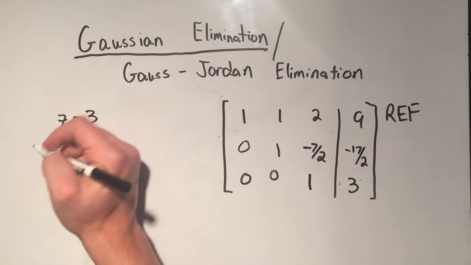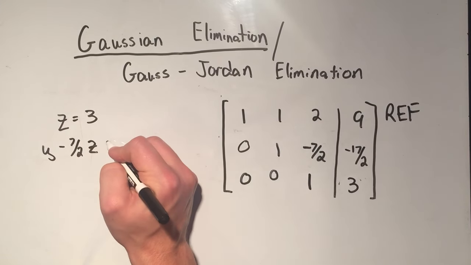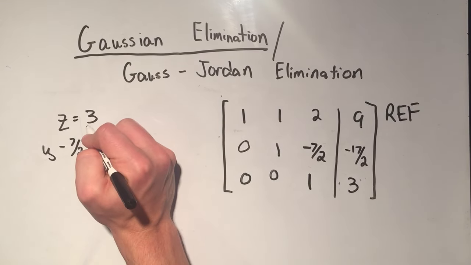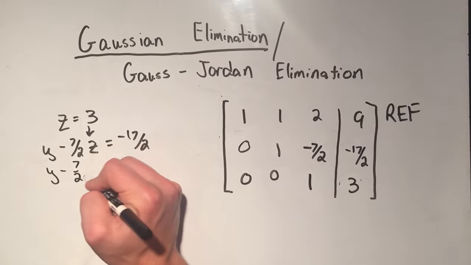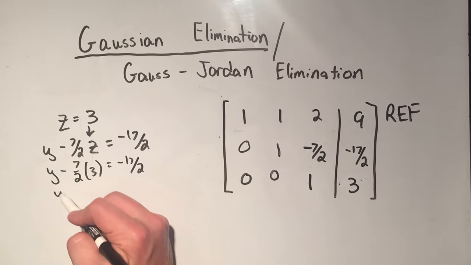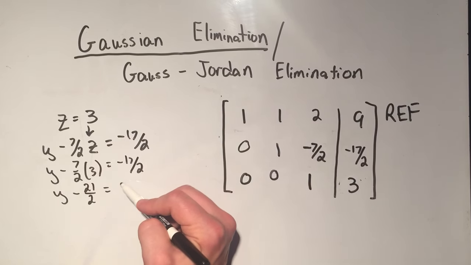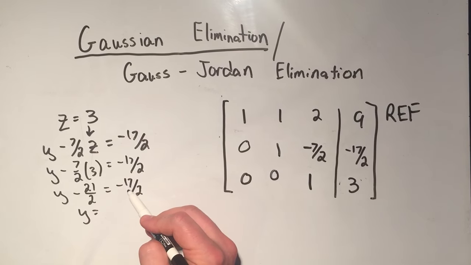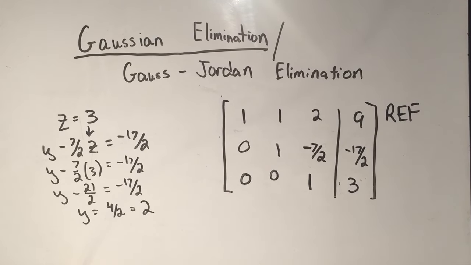Let me look at my second equation. I've got 0x plus 1y minus 7/2 z equals minus 17/2. But I just found out that z was 3. So let me plug 3 in for z. That's y minus 7/2 times 3 equals minus 17/2. That's y minus 3 times 7 is 21/2 equals minus 17/2. And now if I add 21/2 over, minus 17 plus 21 is 4 halves or 2. So I know that y equals 2.